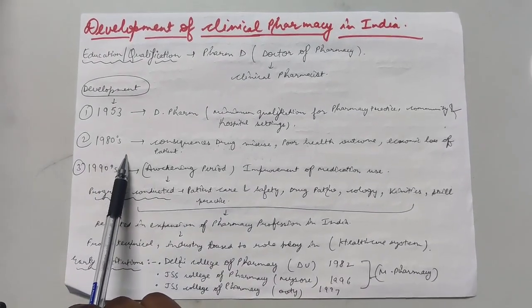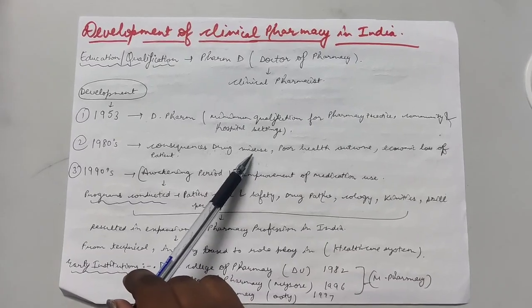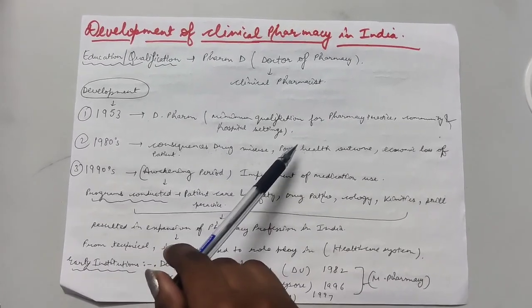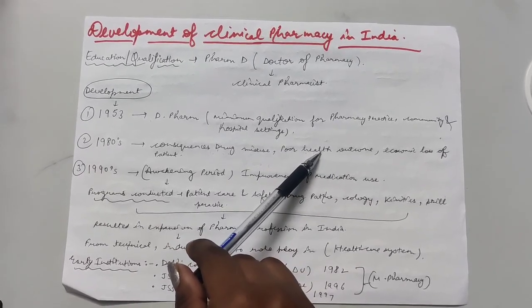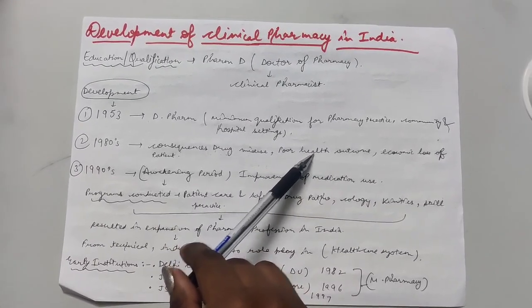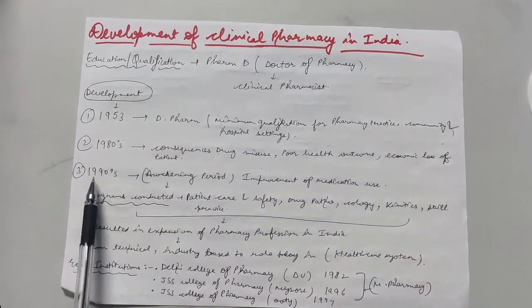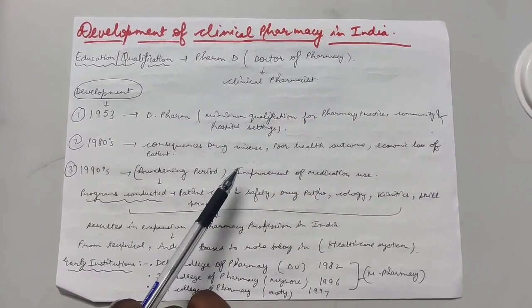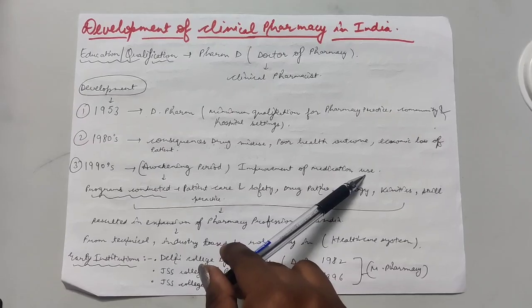In 1980, consequences of drug misuse. In 1980, the drugs were misused in bulk amounts. Poor health outcome. The outcome of our health was very poor at that time. Economic loss of the patient. In the 1990s, it was the awakening period, as improvement in medication use was seen at that time.